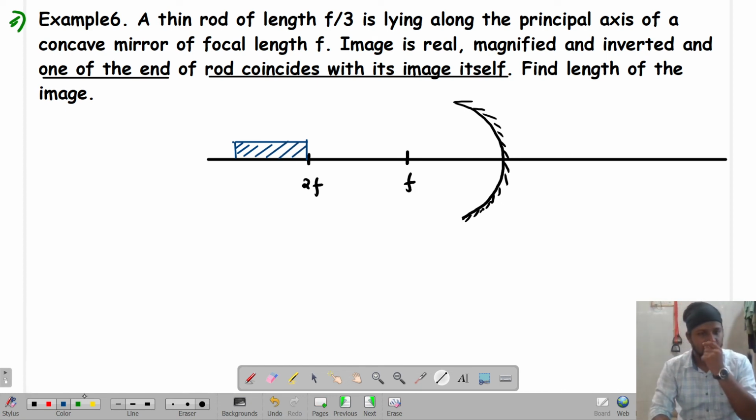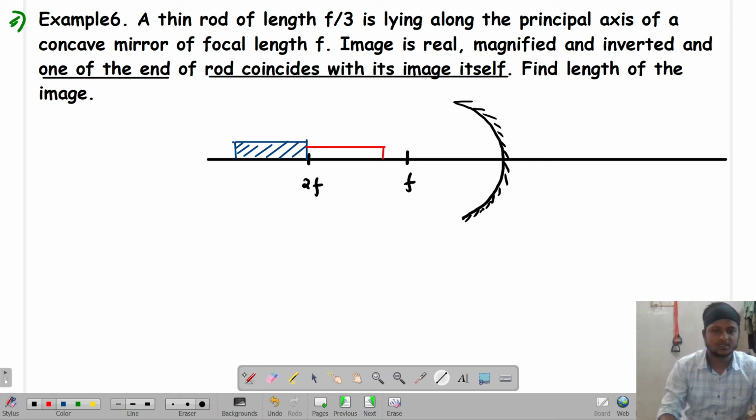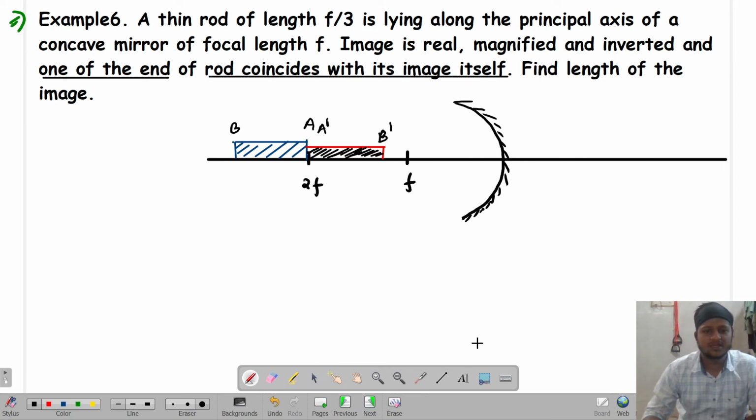Now this is my rod, and I'm getting an image in such a way that the other end of the rod coincides over here. Let's suppose I call this A, this B, this F prime, and this B prime. Now, can you calculate the length of the image or not? It is really easy.